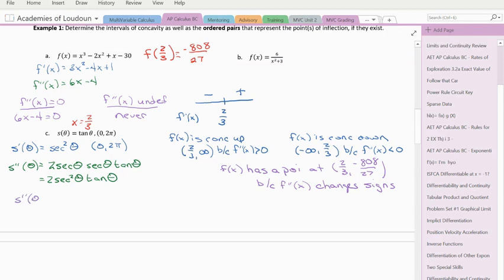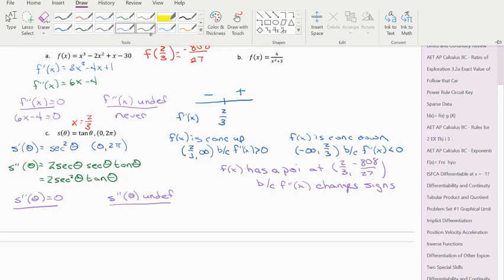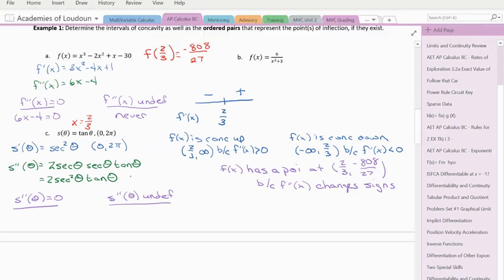So we're going to set s double prime equal to 0, or s double prime of theta undefined. So here we're going to have some points where it's going to be undefined or equal to 0. Now, in order to help us, we can remember that we can rewrite 2 secant squared theta tangent theta as 2 times the sine of theta over the cosine cubed of theta.